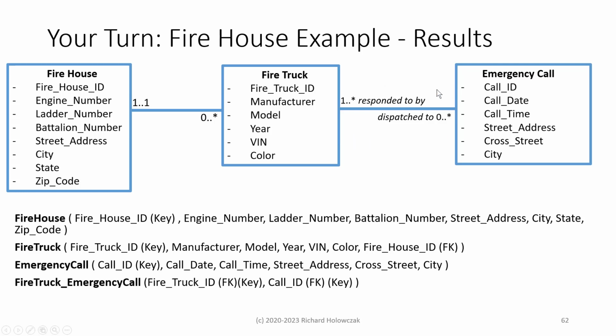But what do we have here? We have a many-to-many relationship. Therefore, we need an intersection relation. We create that by sticking together the two names, fire truck and emergency call. And we copy in the fire truck ID and the call ID, where they are both foreign keys, and they create the key for the fire truck emergency call relation. So from 3 entities, we end up with 4 relations in this case.